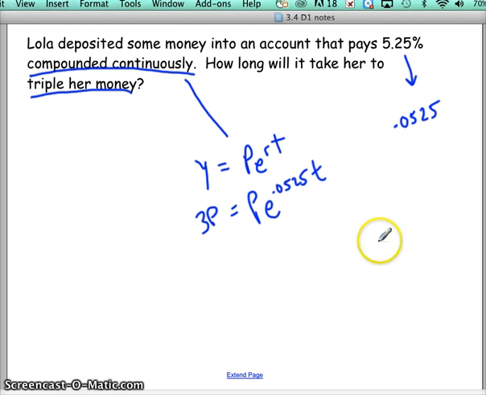I mean, as a side note, we could just make up an amount. Let's say she deposits $100. If we triple that, she'd have $300. You could do it that way if you want. You can make up any amount you want, triple it, that goes over here. Because look what's going to happen. We would need to get rid of that 100 to isolate this exponent. So we would have to divide by 100, and we're going to get a 3 over there.